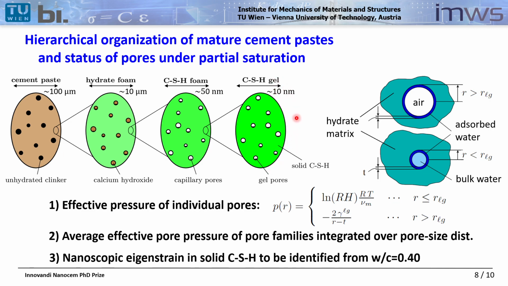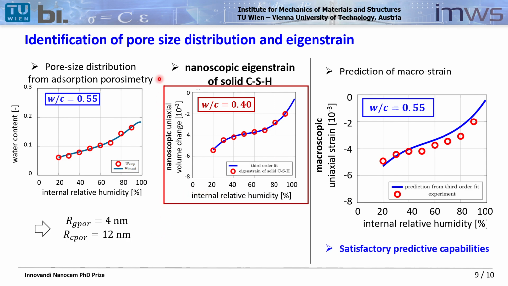We have pores which, under partial saturation, may be filled either by air or by water, and the pressure in these pores will depend on the relative humidity. The average effective pore pressure in each pore family will be obtained by integrating over the pore size distribution, and the nanoscopic deformation in solid CSH will be identified in one of the samples and used together with the pore size distribution obtained from absorption porosimetry to predict the macroscopic strain of the sample with satisfactory results, as we can see.